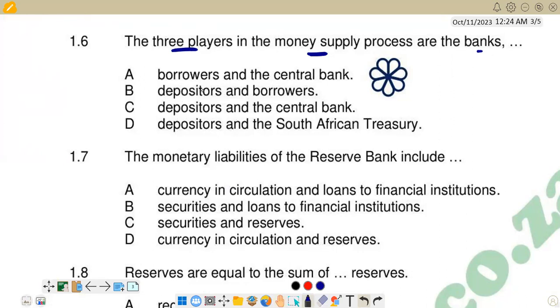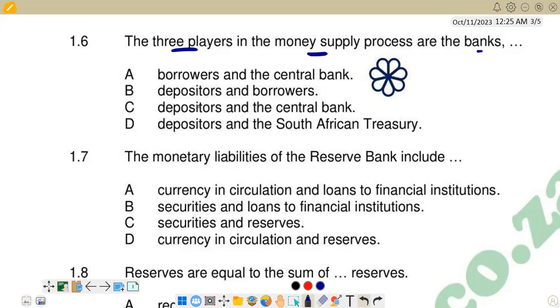Depositors. Yes, depositors can determine money supply because when depositors go and deposit their money, that is the same money that's going to be issued by the financial institutions or the banks as loans. So when more loans are issued, we say money supply is being increased. So depositors, yes, can also determine that, but borrowers is out, so B becomes out also.